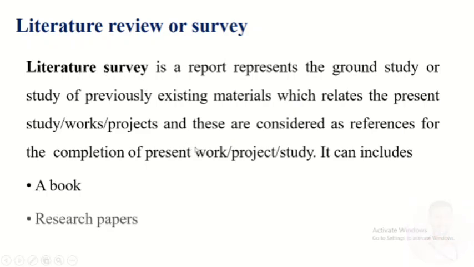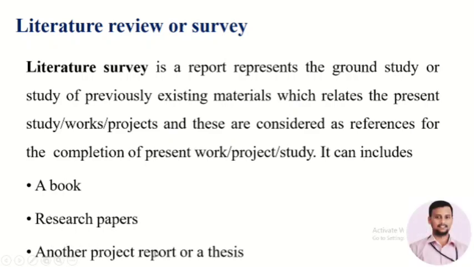So you should refer to the following things. One is books, then research papers, then other project reports or theses. The books should be internationally recognized ones. Research papers should be those published by well-known publishers like Springer, Elsevier, Taylor and Francis, IOP, etc., which are internationally recognized, and you should consider them in your literature study. The next is other project reports, on similar projects. What they have done previously, you have to consider those things for your literature.